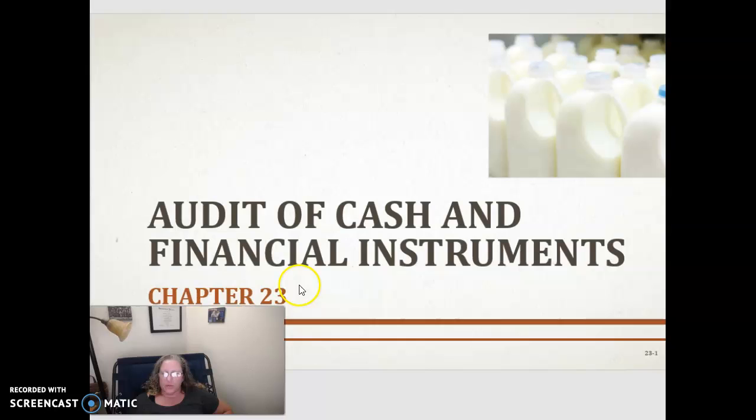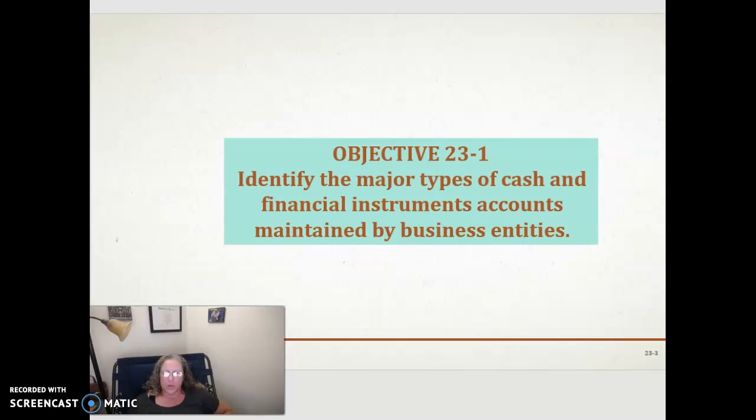This week we're going to be covering chapters 23 and 24. Chapter 23 is on the audit of cash and financial instruments. I'm just going to go over the first two learning objectives for this chapter.